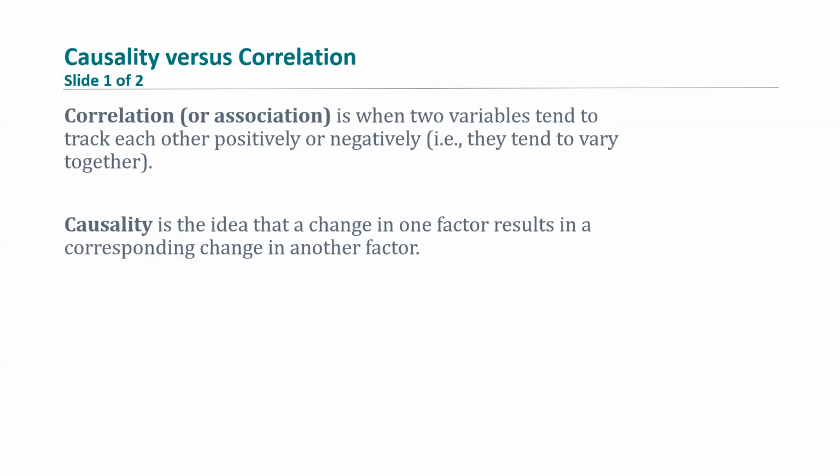Correlation exists when we simply observe changes in two things simultaneously. Often with correlation, we want to see if these two variables tend to track each other positively or negatively.